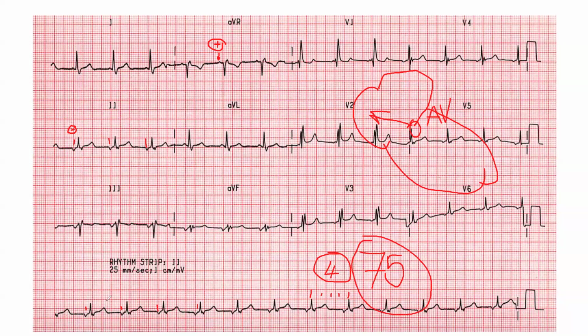Okay, axis. Lead one is positive, and AVF is also positive. No, AVF is equiphasic and lead one is positive. So that means the axis is 0. Normal axis is 0.